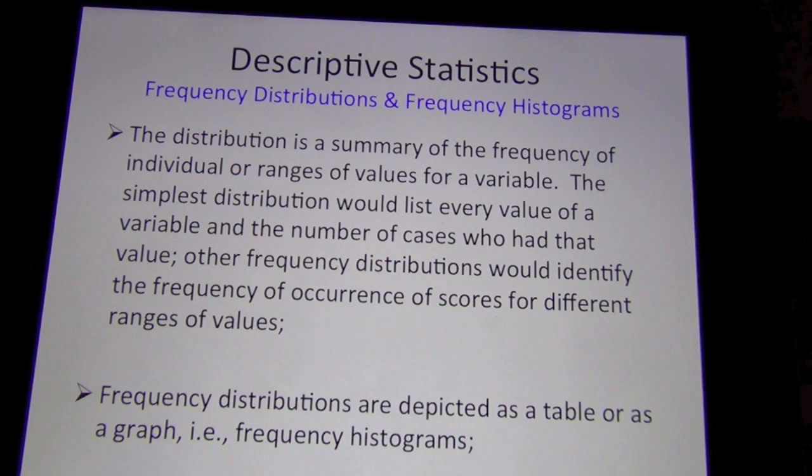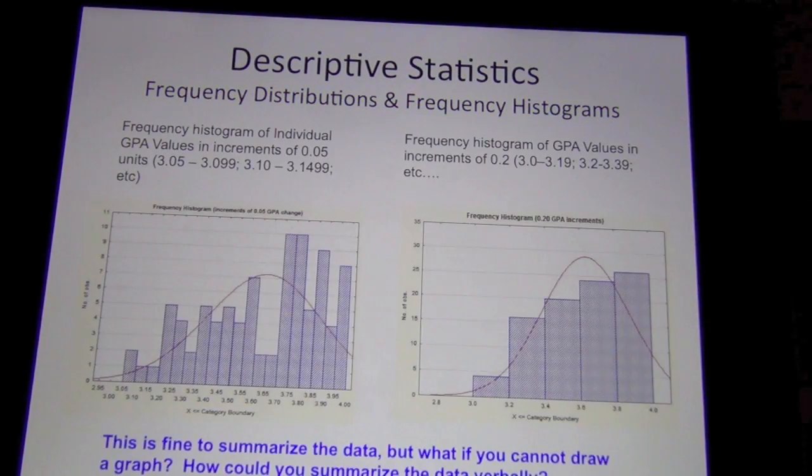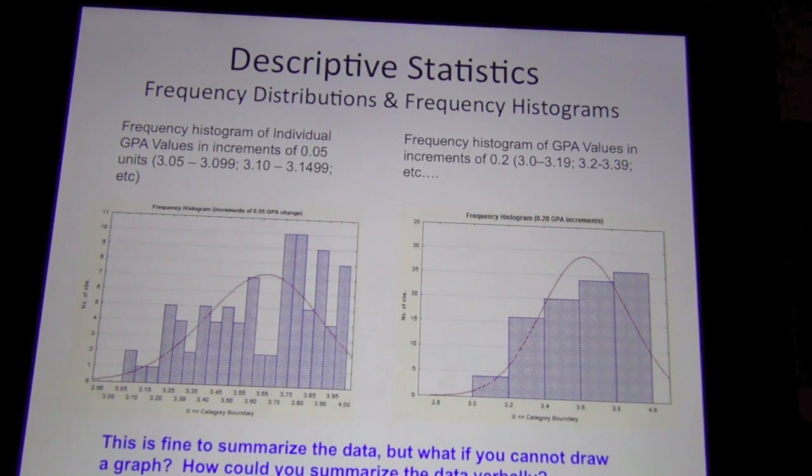You can do frequency distributions as a table or as a graph. If it's in a graph, it's called a frequency histogram. Here are a couple of examples of frequency histograms. The one on the left has the GPAs divided by 0.05 increments. So 2.95 to 3, 3 to 3.05, 3.05 to 3.10, 3.10 to 3.15, and so on, on the left-hand panel. The right-hand panel has the GPAs with broader ranges: from 2.8 to 3, from 3 to 3.2, from 3.2 to 3.4.